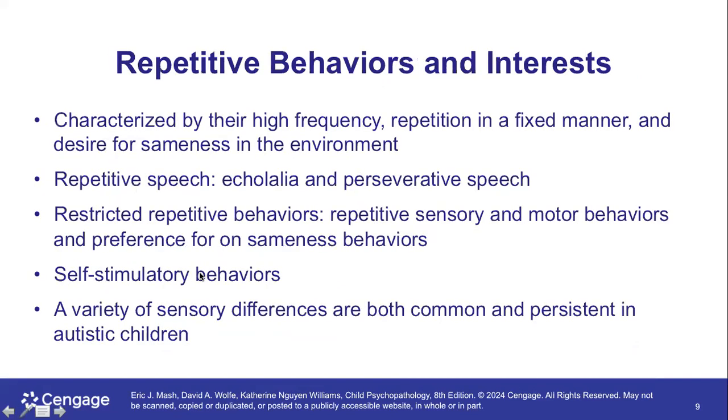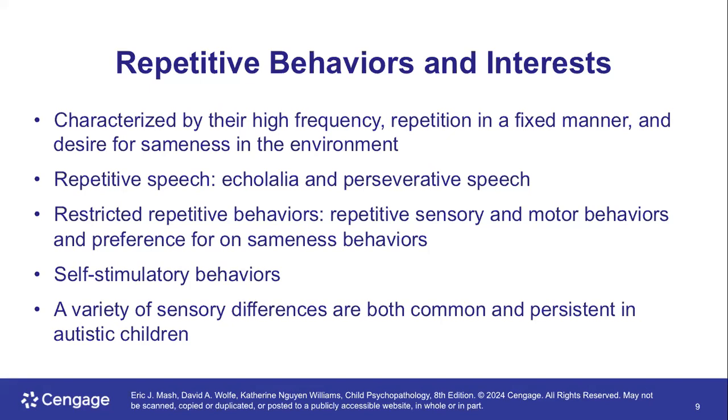Now, we talked about repetitive behavior and interests. So we do see individuals on an autism spectrum tend to have higher frequency, repetition, and a preference for the sameness in their environment. One of the things that is important is to have structure in one's day. And if you're going to deviate from a structure or a pattern, you must build in transitions so the child can adapt to that. We also see repetitive speech.